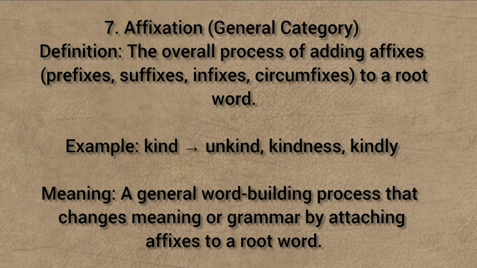7. Affixation. General category. Definition: the overall process of adding affixes, prefixes, suffixes, infixes, circumfixes, to a root word. Example: kind, unkind, kindness, kindly. Meaning: a general word-building process that changes meaning or grammar by attaching affixes to a root word.